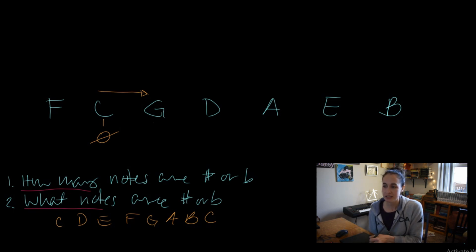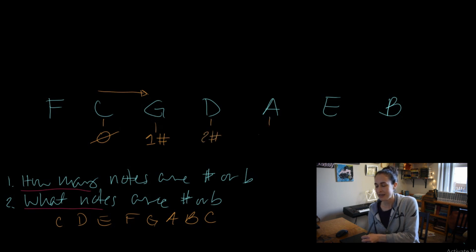So C has 0, G has 1 sharp in it. One of the notes in the key of G is sharped. Remember that we're going to learn which note that is afterwards. First, we're just learning how many. D, just keep going, has 2 sharps in it. The key of A has 3 sharps. E has 4 sharps. B has 5 sharps.